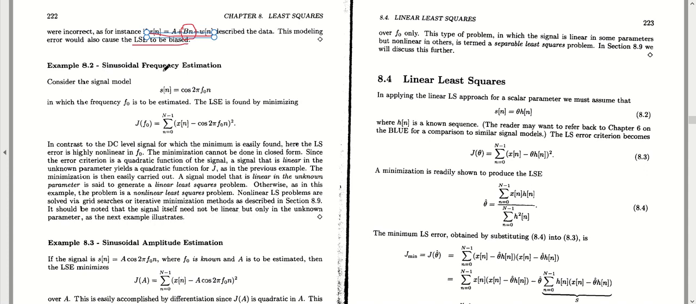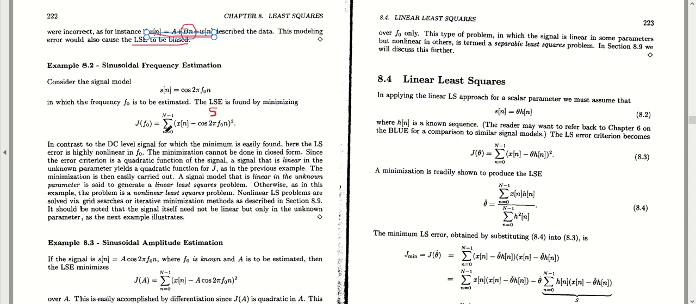If it's a sinusoidal frequency estimation, we consider the signal model x[n] = cos(2πf0n), in which the frequency f0 is to be estimated. The LSE is found by minimizing this. This is just using x minus s, and s is this. So in some sense, this problem becomes very simple.